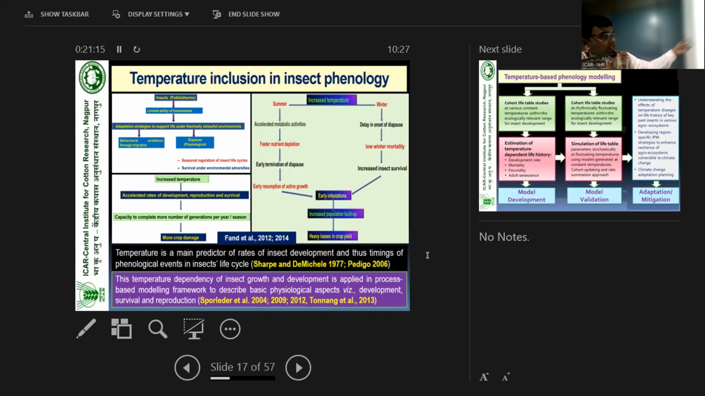So these are some of the assumptions that scientists and ecologists have globally considered, and that's why temperature has been considered the main predictor of insect development. This temperature dependency of insect growth and development is principally applied in the process-based phenology modeling framework to describe basic physiological aspects like development, survival, and reproduction. That's how temperature has been included and what its importance was. The basics are like here.